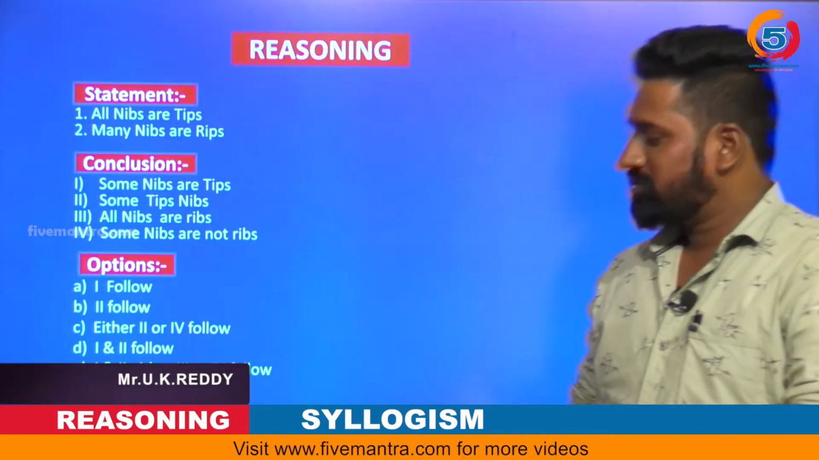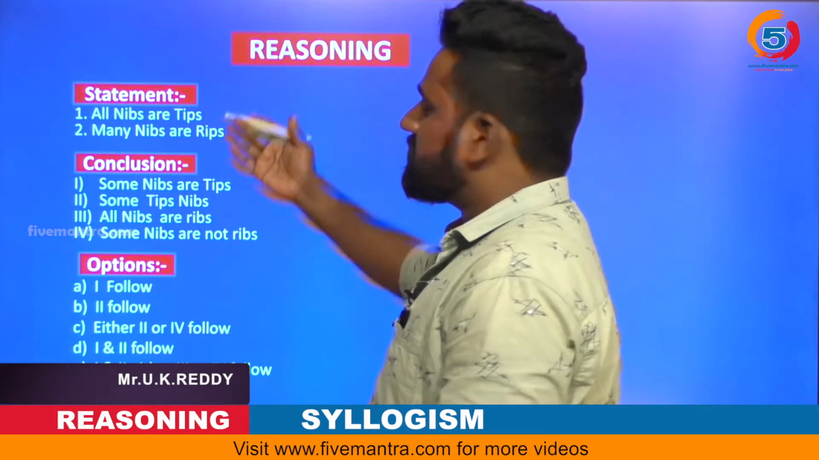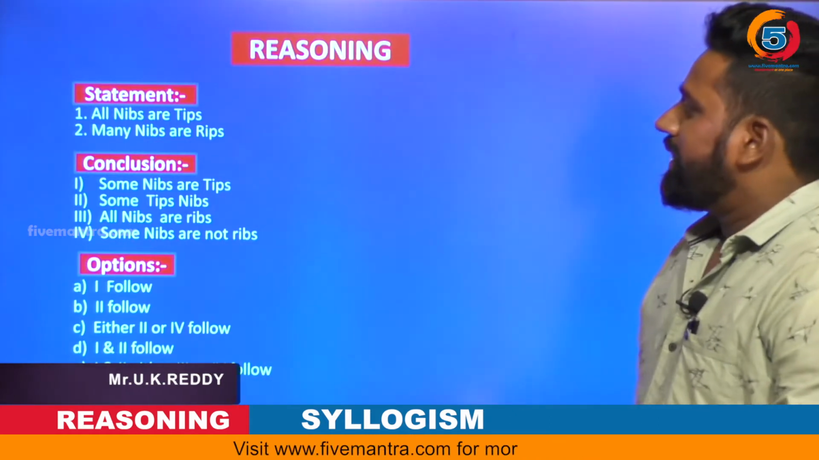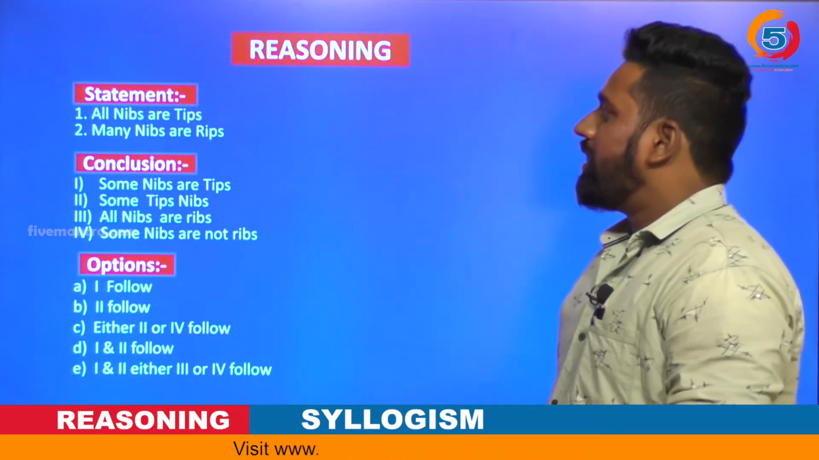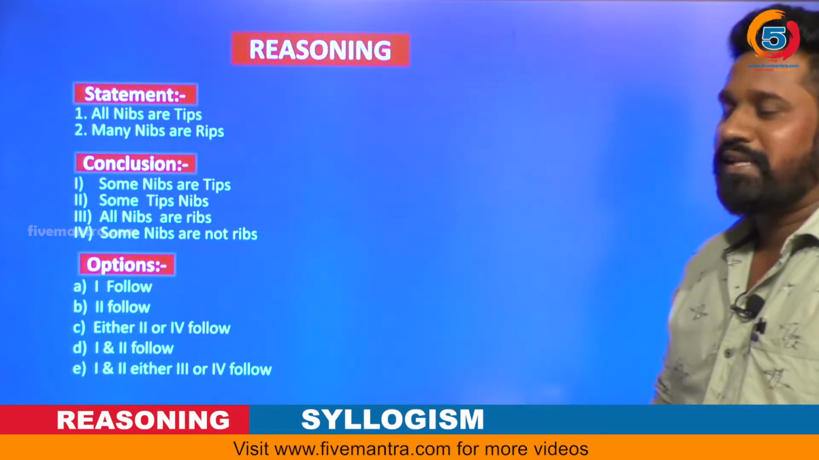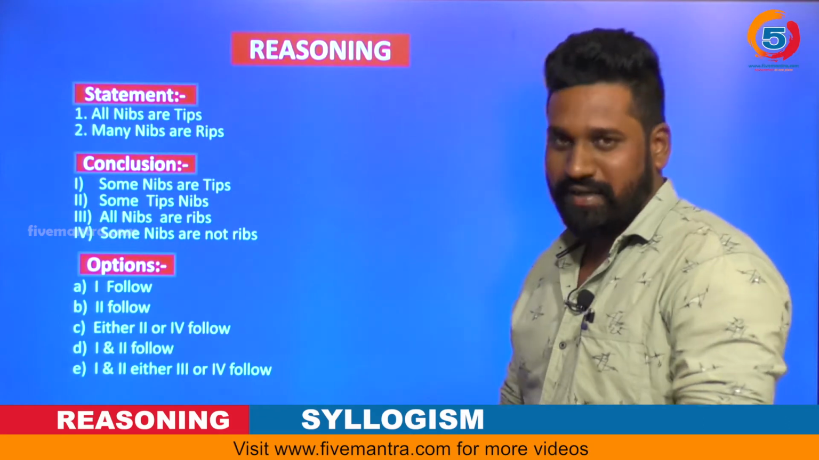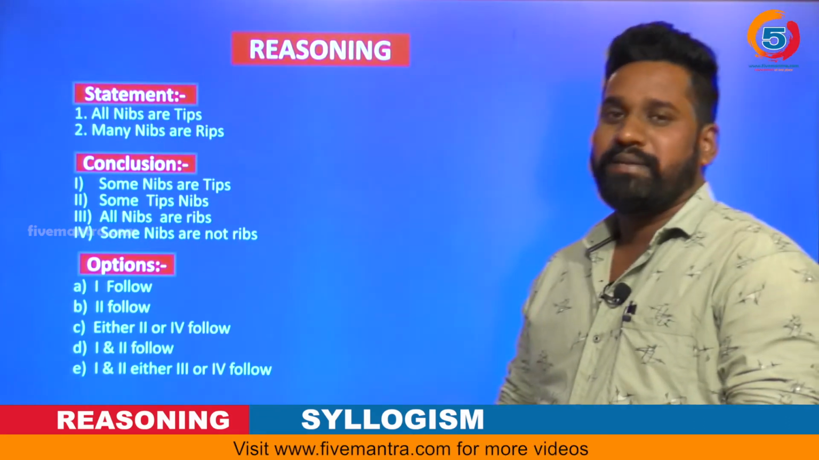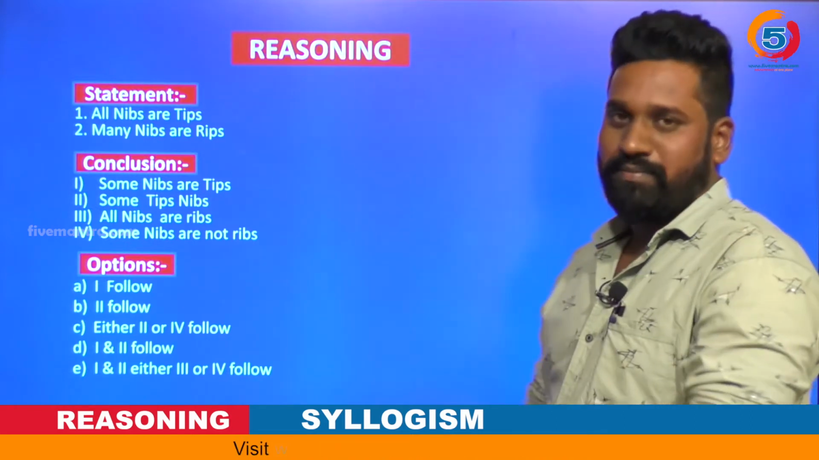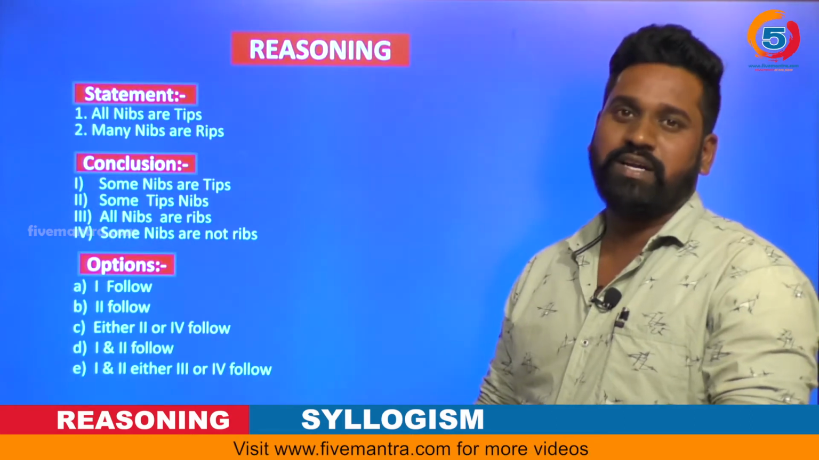So if you observe the question here, again two statements are given, again four conclusions are given, right? The first statement is, all nips are tips, and the second statement is, many nips are rips. So observe the first statement, all nips are tips. It belongs to a universal positive statement, right, by saying the word all.